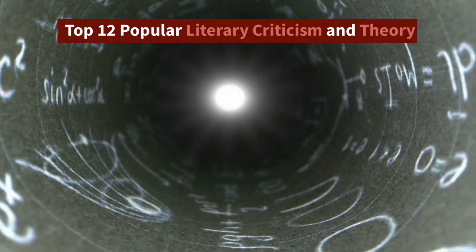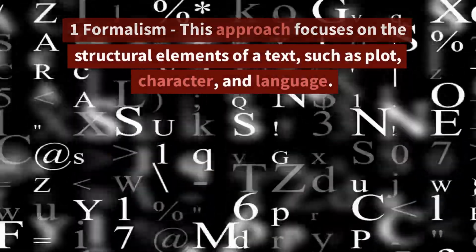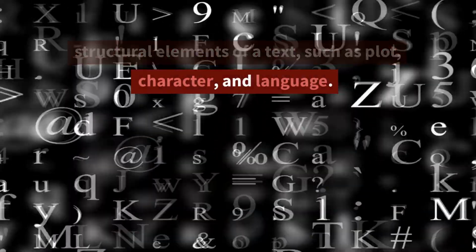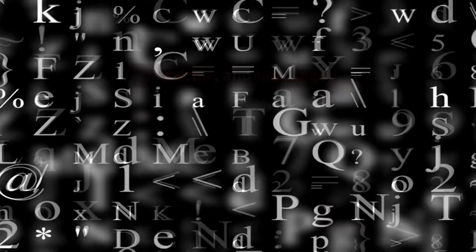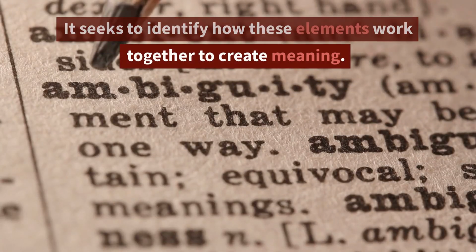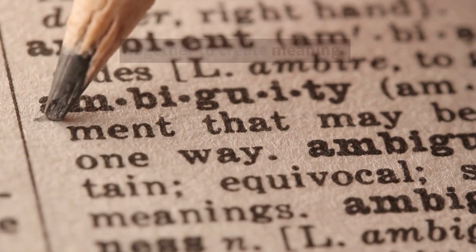Top 12 Popular Literary Criticism and Theory. 1. Formalism. This approach focuses on the structural elements of a text, such as plot, character, and language. It seeks to identify how these elements work together to create meaning.